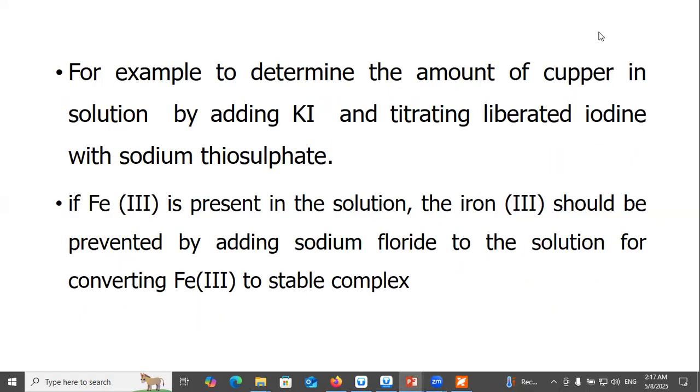For example, to determine the amount of copper in solution by adding potassium iodide and titrating liberated iodine with sodium thiosulfate. If iron(III) is present in the solution, the interference should be prevented by adding sodium chloride to the solution, converting iron(III) to a stable complex.